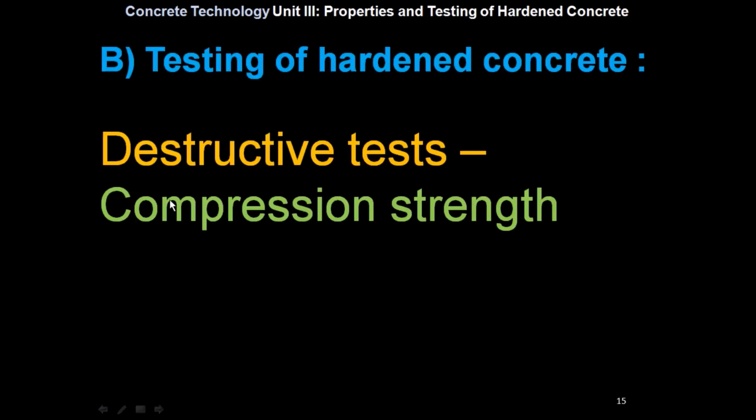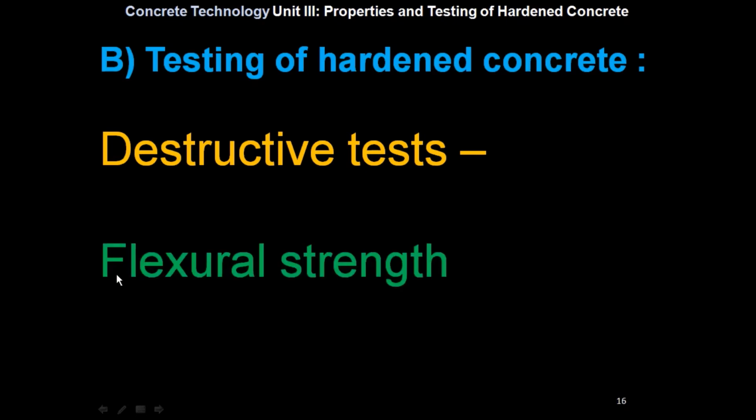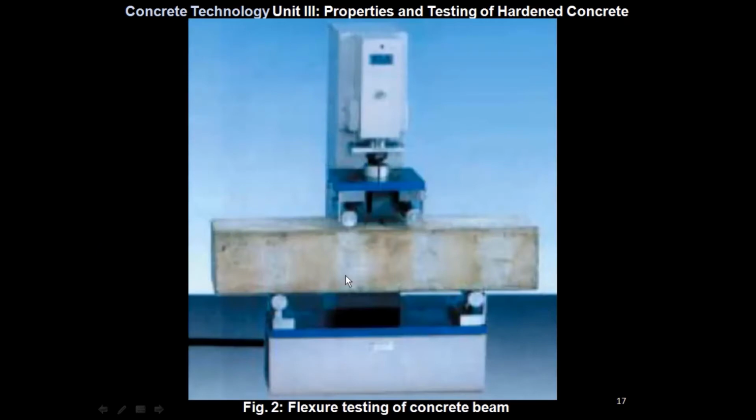So we have seen the destructive test, compression strength. Now we will see another destructive test, that is flexural strength. Figure 2 shows the flexure testing of the concrete beam. Here the concrete beam is there, with the two supports and the two points for the loading.